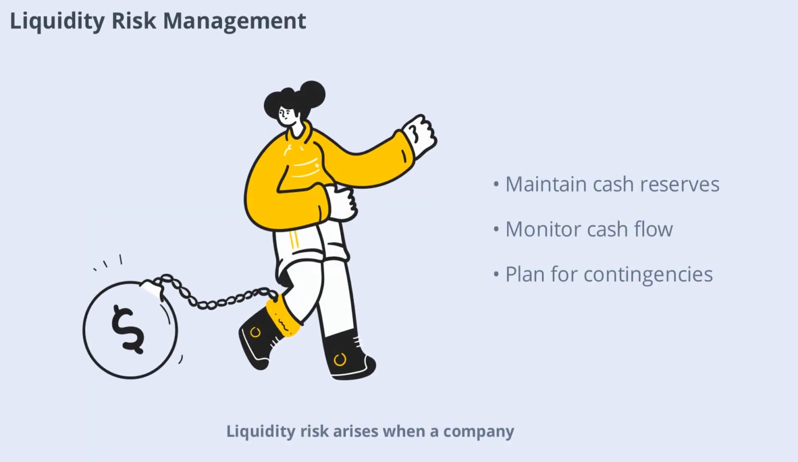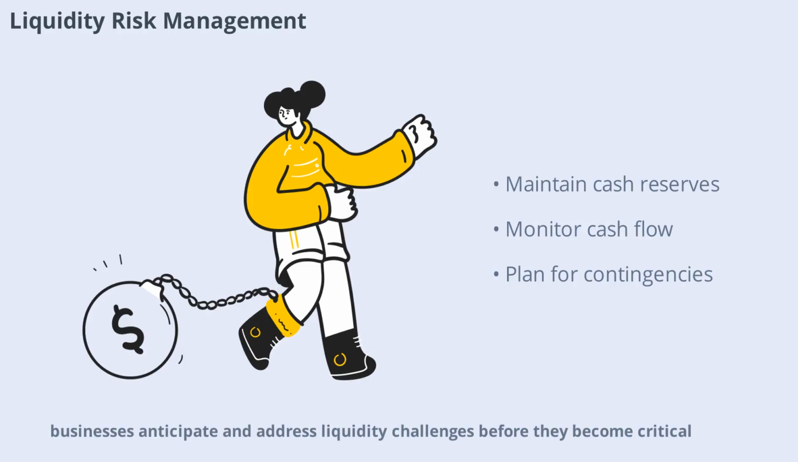Liquidity risk arises when a company cannot meet its short-term financial obligations. In international business, this can be caused by delayed payments, currency controls, or unexpected expenses. To manage liquidity risk, companies should maintain adequate cash reserves, monitor cash flows closely, and establish lines of credit with global banks. Regular financial forecasting and scenario planning can also help businesses anticipate and address liquidity challenges before they become critical.